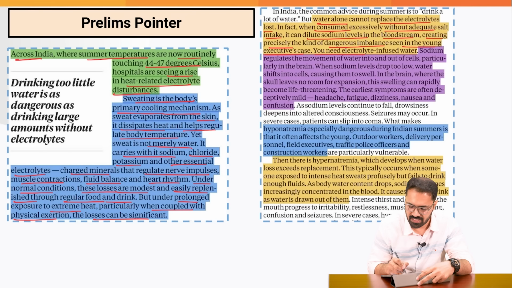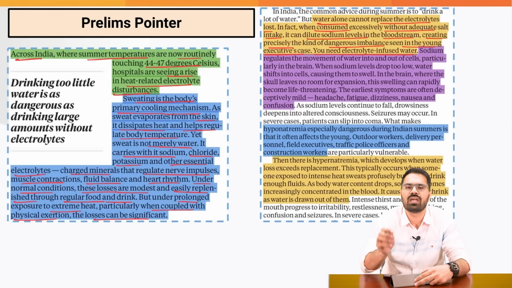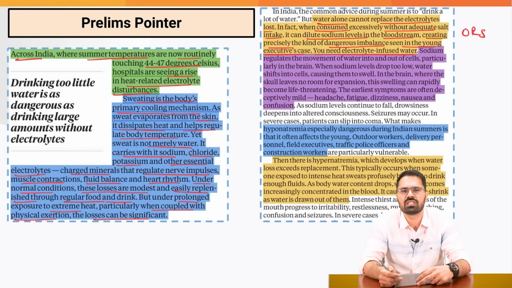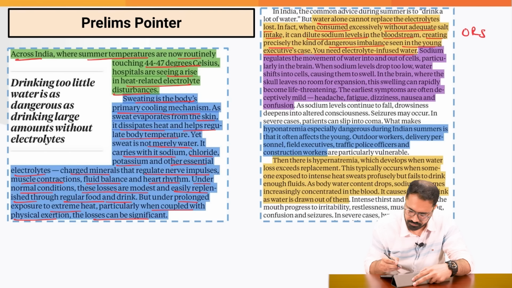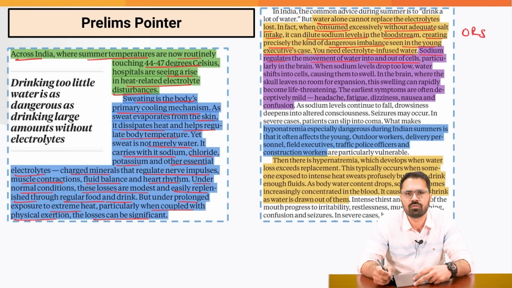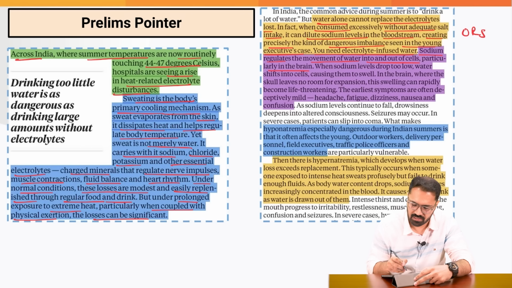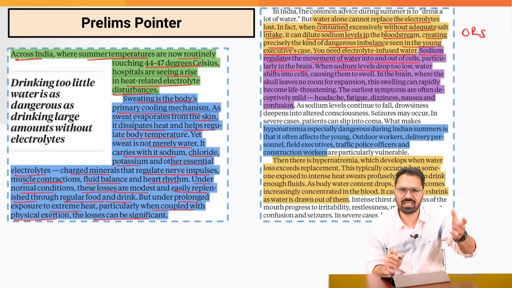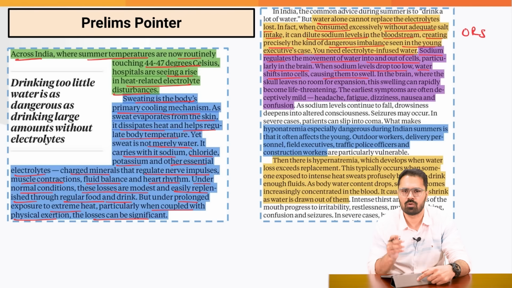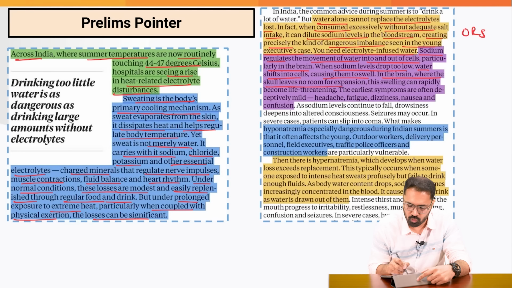In this case, you need electrolyte-infused water. That's why ORS, oral rehydration salts or solution, is always recommended in such cases. Clear? Now, what does sodium do? Why do we need these kinds of electrolytes? It regulates the movement of water into or out of the cell, particularly the brain. When the sodium levels drop too low, when you are just drinking water without any electrolyte, water shifts into cells, causing them to swell. Now, water enters the cell and swells the cell. In the brain, when the skull leaves no room for expansion, this swelling can rapidly become life-threatening.